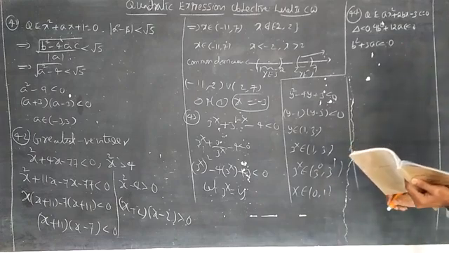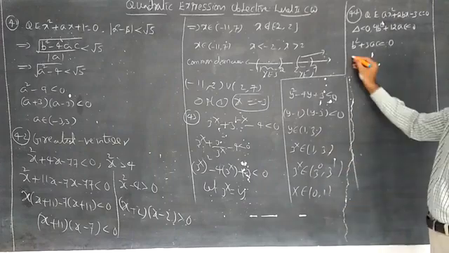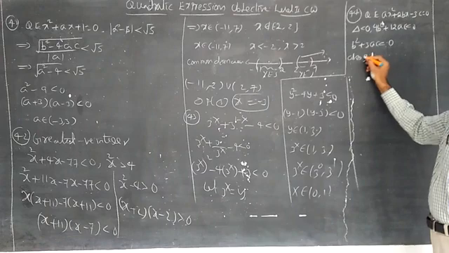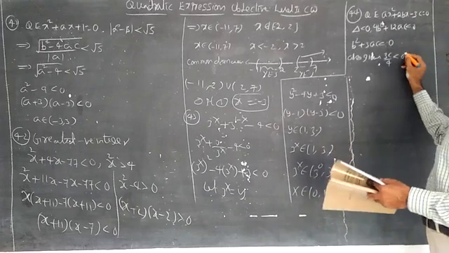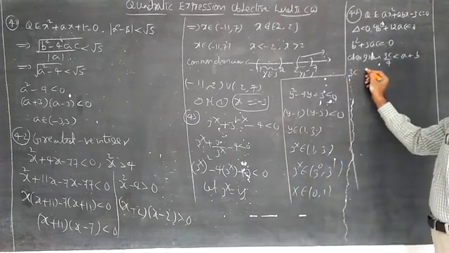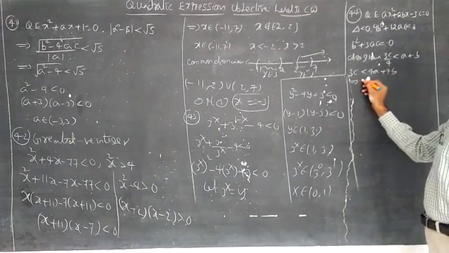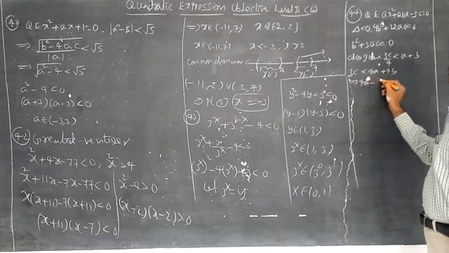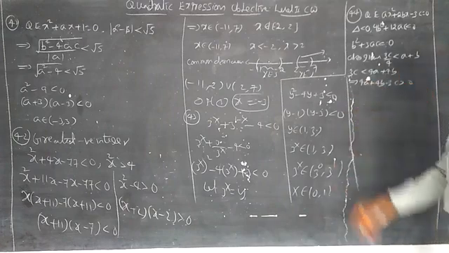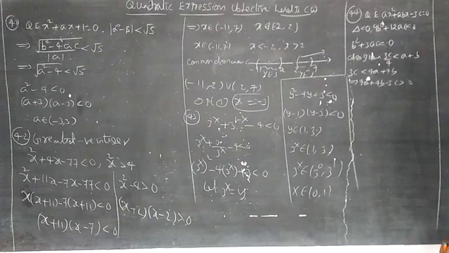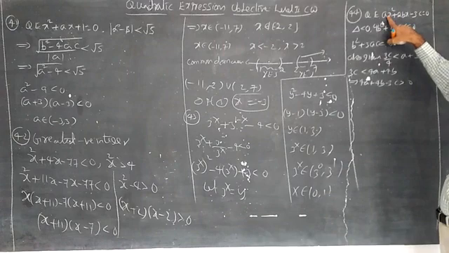I think no need this one. Okay, next one we are given also 3c by 4 less than a plus b. Use this one: 3c less than 4a plus 4b. That implies 4a plus 4b minus 3c greater than 0, because 4a plus 4b greater than 3c. Okay, you can understand this one.